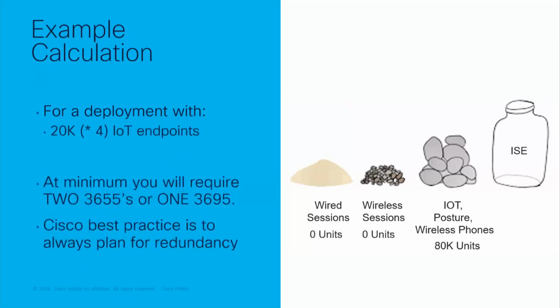Using another example here, if we had 20,000 IoT endpoints, and this was something like a gas pipeline utilizing sensors all over the place, if this was just used for facilities management or building management, and we just had 20,000 IoT endpoints, I would multiply that by 4, just based on the packet stream and the overhead in terms of the interactions with ISE. Now, essentially what I'm going to say is you need about 80,000 units or 2 3655s or 1 3695 to account for the authentications and capabilities.